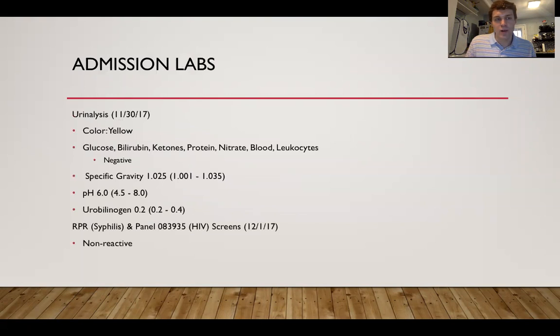Labs: when he was brought in, he had a urinalysis performed. Everything was normal. When you look at all those results, color yellow, he was hydrated, glucose, bilirubin, ketones, protein, those things were all negative, indicating that there wasn't any presence of a UTI, no liver damage, and he wasn't an uncontrolled diabetic. He was properly hydrated, and his tests for syphilis and HIV came back non-reactive or negative.